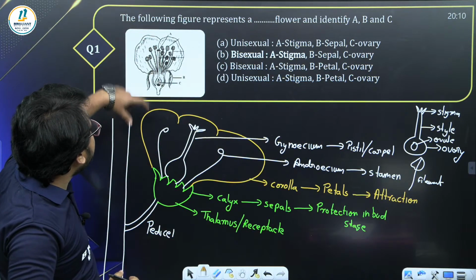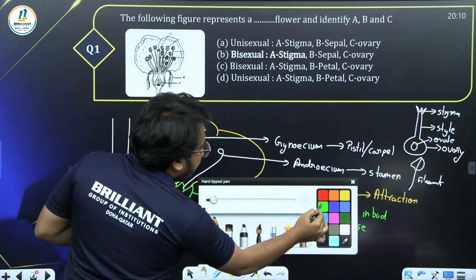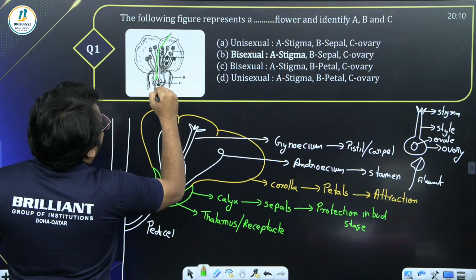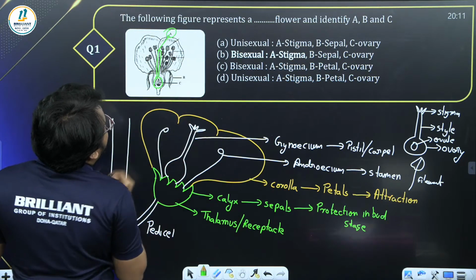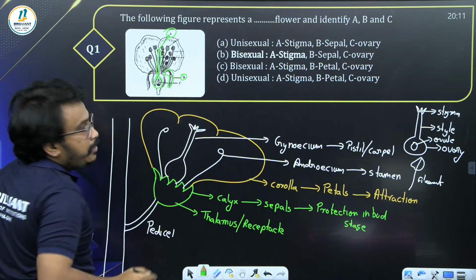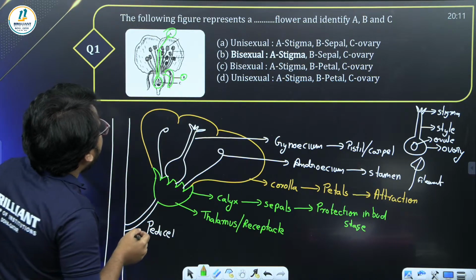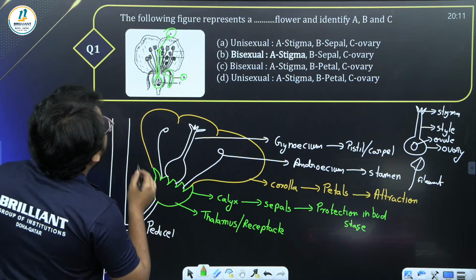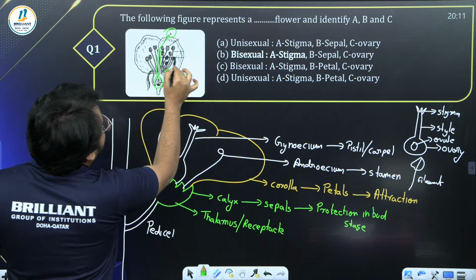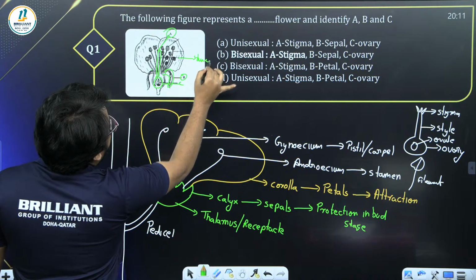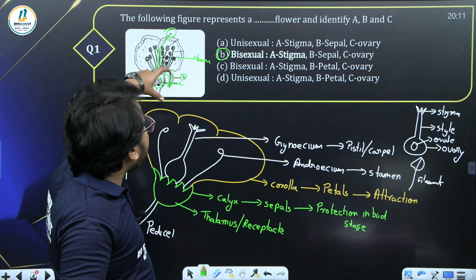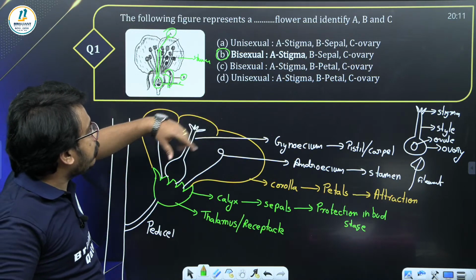Now let's go through this. Here in the given diagram, A represents stigma, B represents sepal, and C represents ovary. There is an ovary and also stamens, so stamen and pistil are present. So it's a bisexual flower. The answer is B: a bisexual flower where A represents stigma, B represents sepal and C represents ovary.